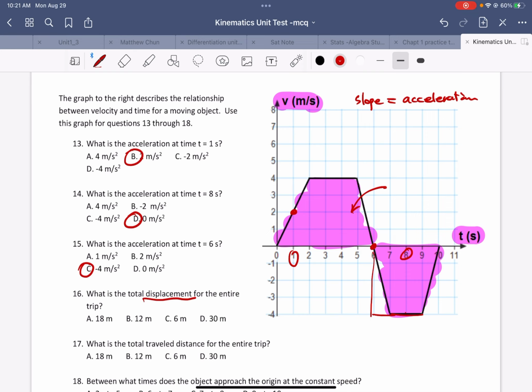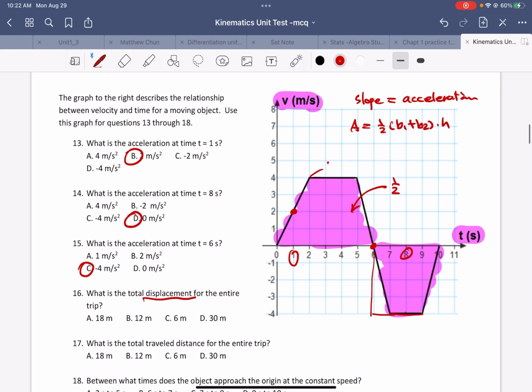That's the area of a trapezoid, so one half. Let me write it down. Area of a trapezoid is 1/2 times base 1 plus base 2, times height. You need to know that one. So base 1, let's say this one is 3 and this one is 6, and height is 4. So 3 plus 9 times 4, then 12 times 2 is 24, 24 meters up there.